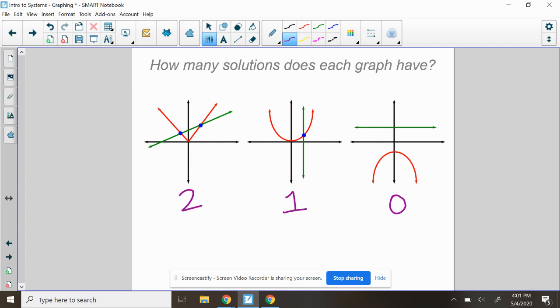So hopefully this makes sense. If you have any questions about graphing, let us know. But again, you're going to practice some graphing now, and then you'll learn some more algebraic approaches later this week and next week. Good luck.